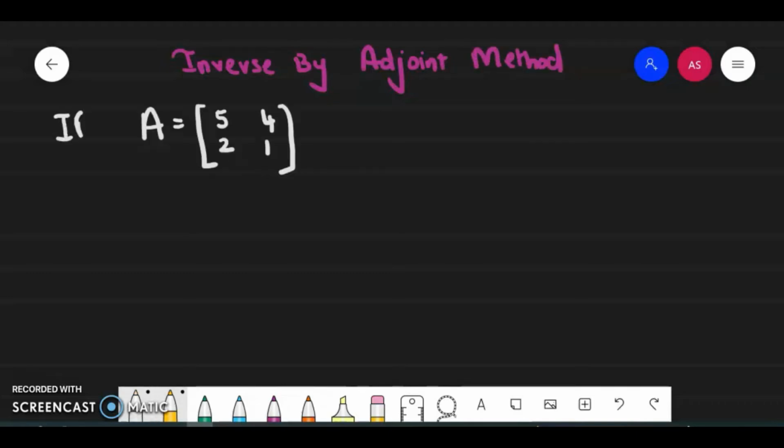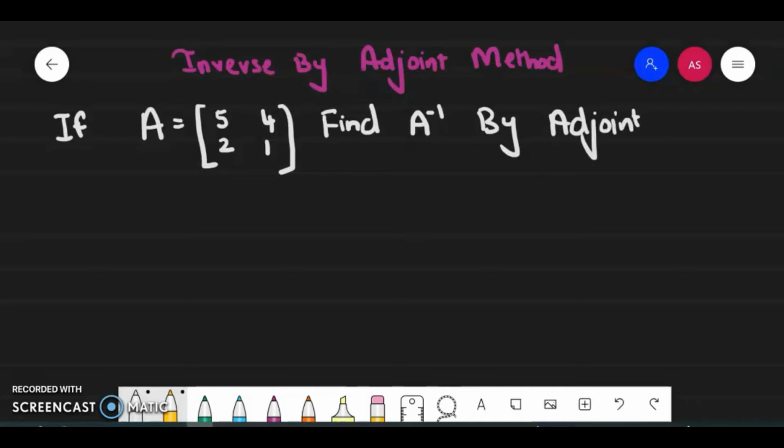So if A is equal to this, find A inverse by adjoint method. Let us see the solution.